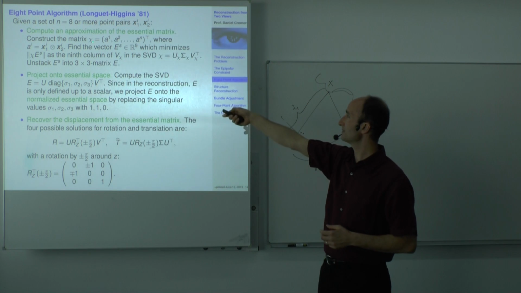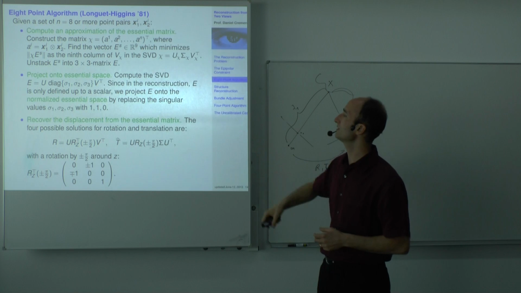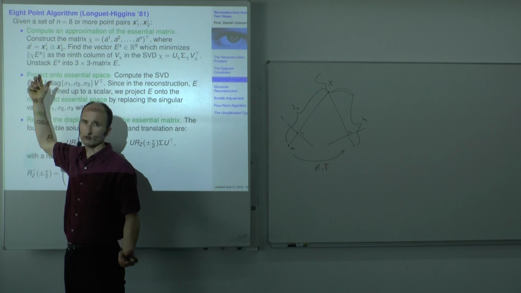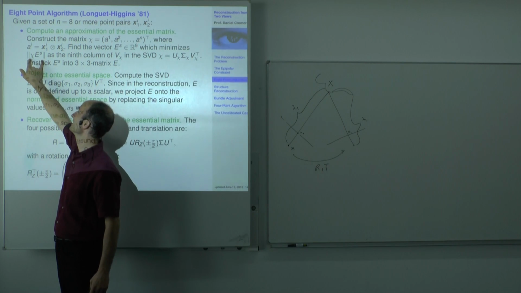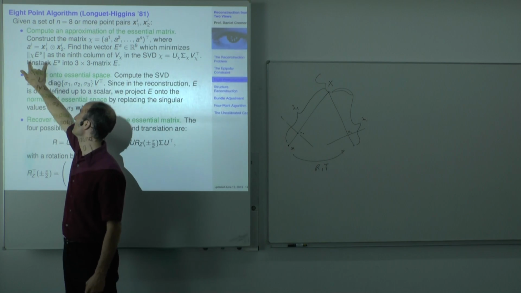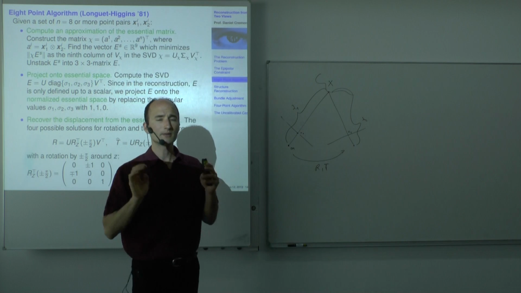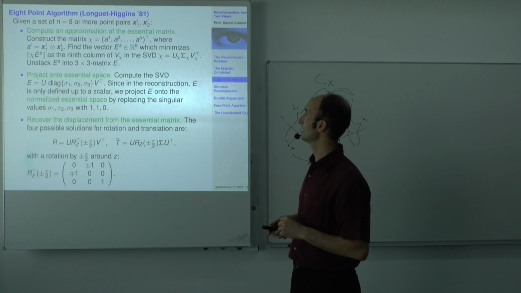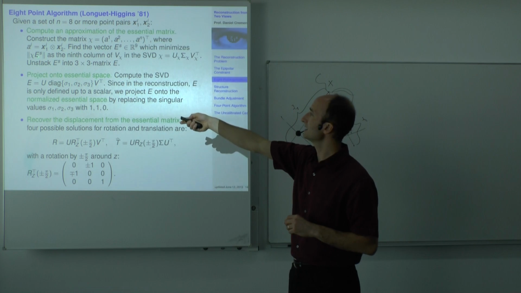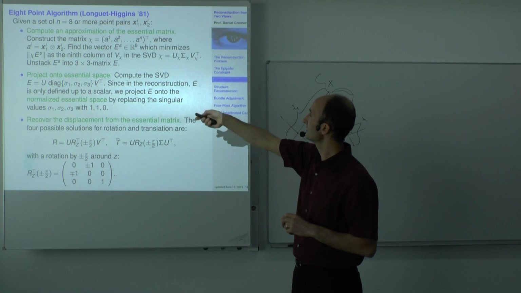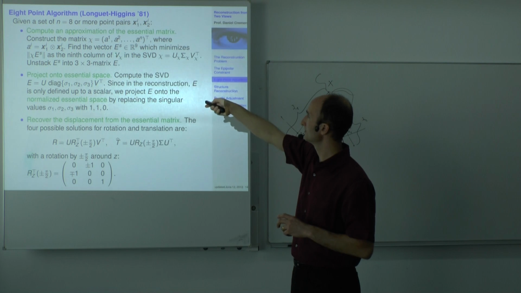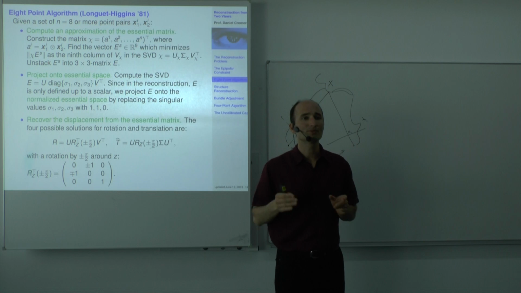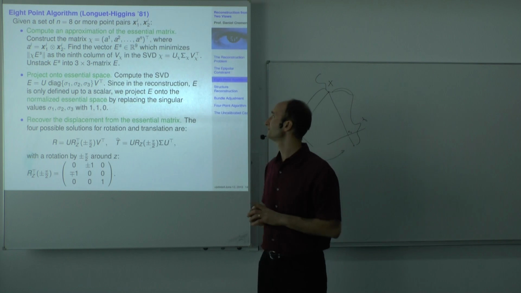We compute that matrix, we do a singular value decomposition, because with real world measurements, this is never going to be exactly 0, so we minimize this expression. We minimize the norm, and if you do that, then you get to the singular value decomposition. You find that E must be the 9th column of the V matrix in this SVD. That corresponds to the smallest singular value.